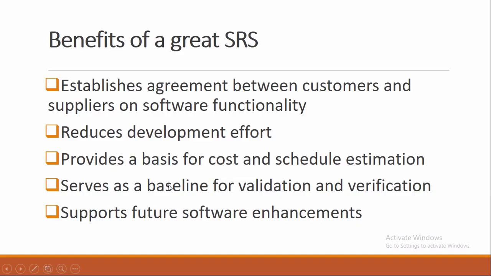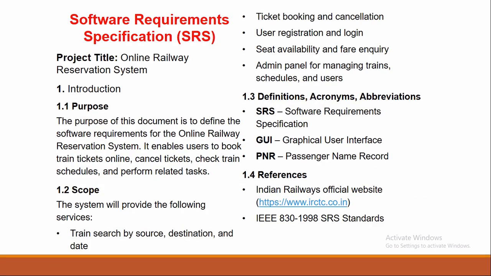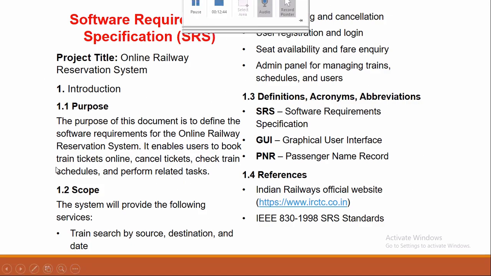So these are some benefits of a great SRS. So we'll see one example of an SRS, so you will easily understand how to write a software requirement specification. As we see in the outline, first of all, in the introduction, we write the title of our project. Here I am taking one example: online railway reservation system.